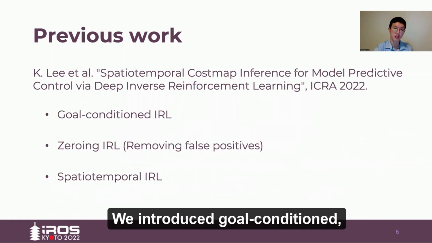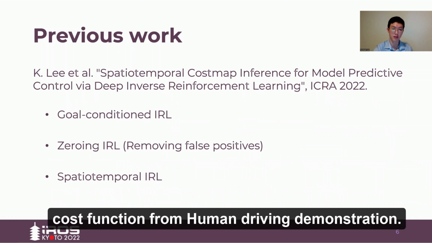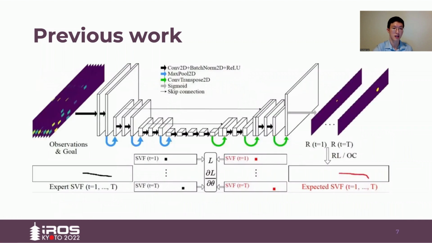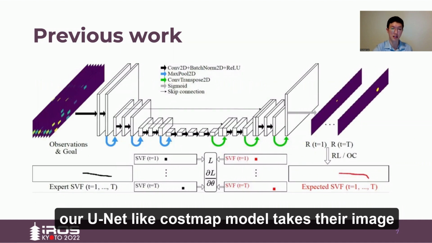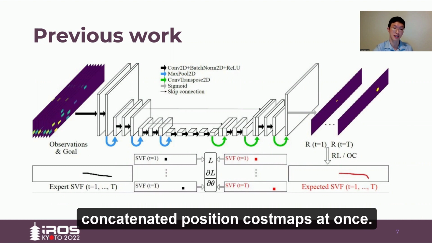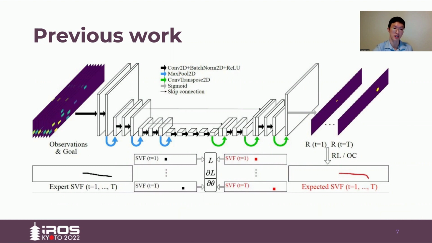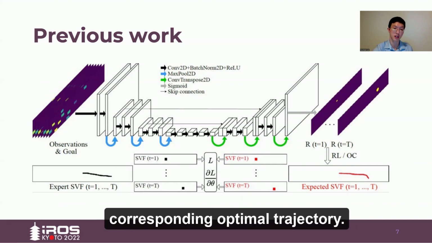We introduce a goal-conditioned, zeroing, and spatial-temporal IRL algorithm to learn a cost function from the human driving demonstration. Given the observation and the goal information, our U-Net-like cost map model takes their image representation as input and predicts T concatenated position cost maps at once. With the predicted cost map, we find the optimal control and the corresponding optimal trajectory.